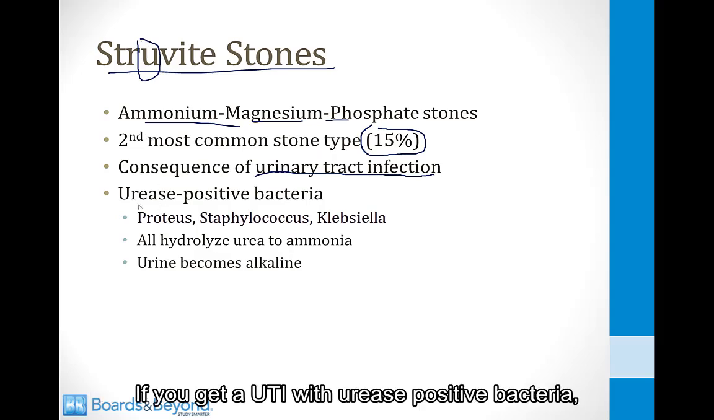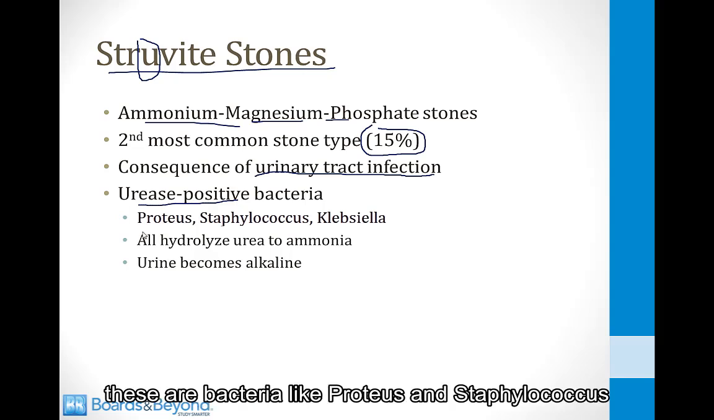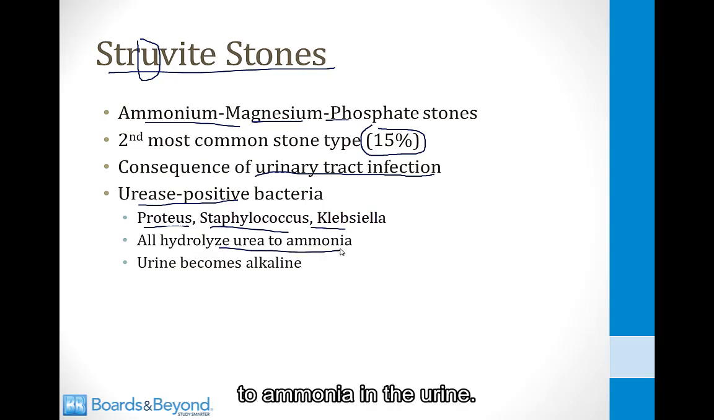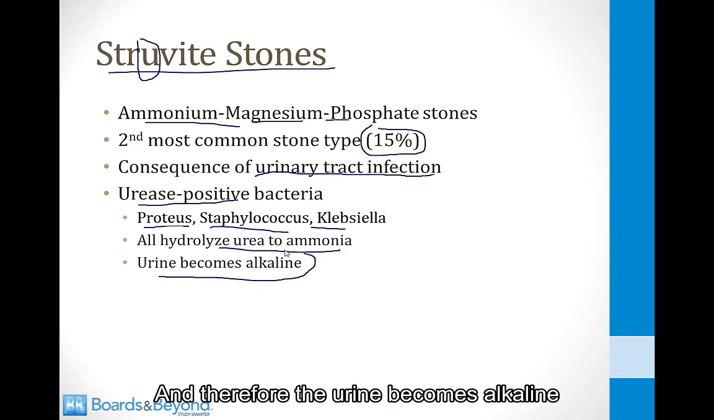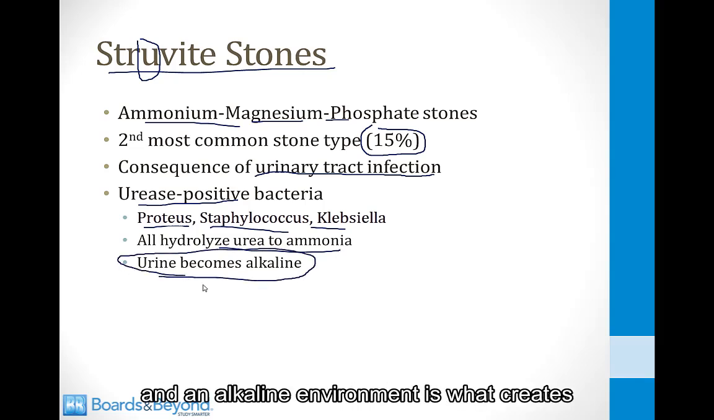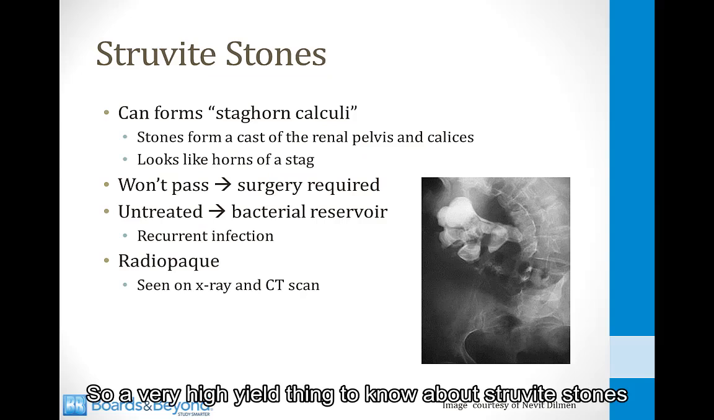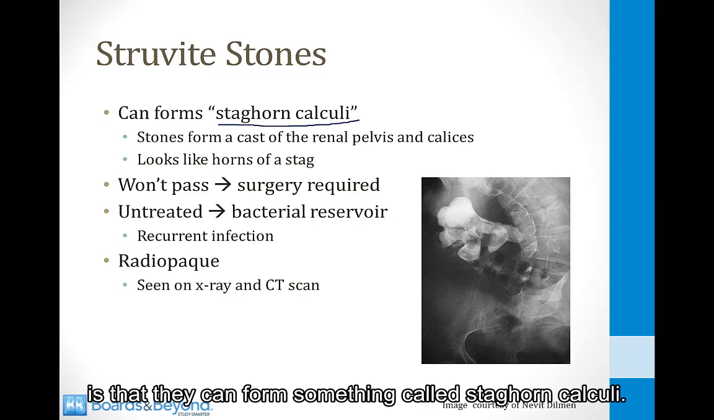If you get a UTI with urease-positive bacteria, these are bacteria like Proteus and Staphylococcus and Klebsiella, these all hydrolyze urea to ammonia in the urine, and therefore the urine becomes alkaline. And an alkaline environment is what creates the formation of struvite stones. So a very high yield thing to know about struvite stones is that they can form something called staghorn calculi.